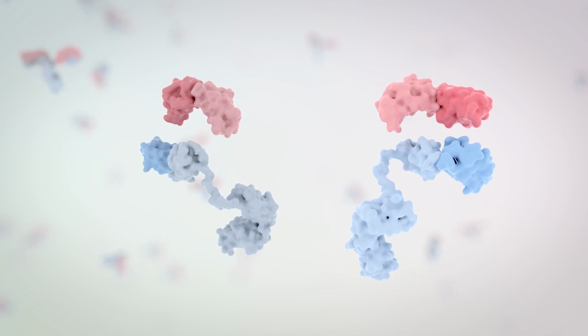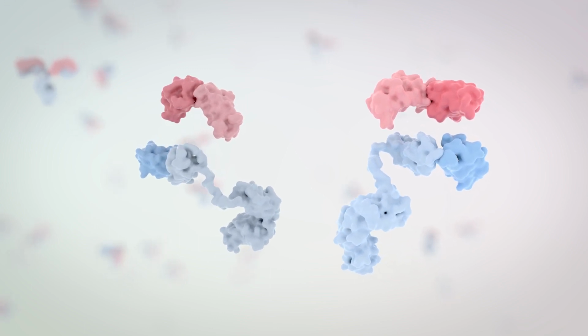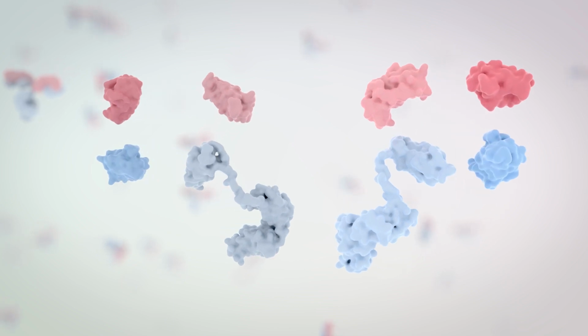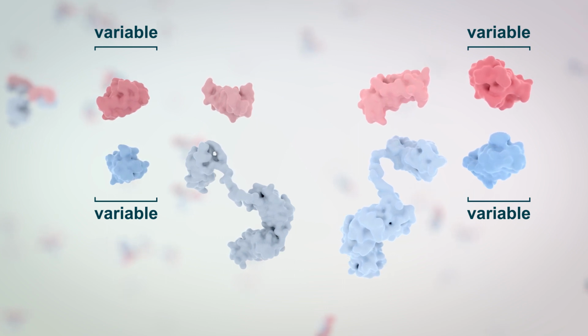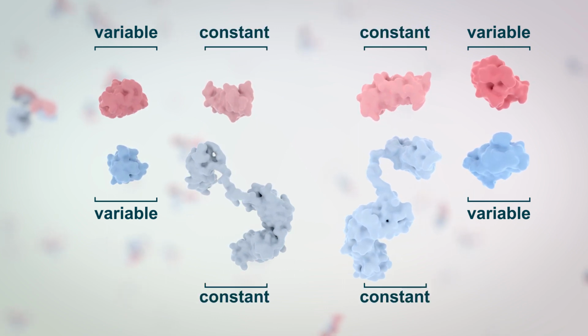Roughly speaking, the structural features of an antibody can be split into 2 parts: the domains that recognize a target, known as the variable region, and the domains that determine the antibody's biological function, known as the constant region.